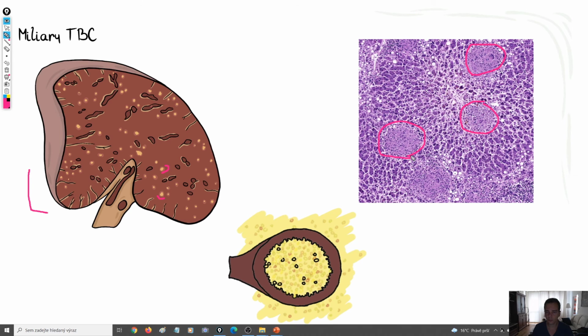The problem is that such small granulomas don't need to have necrosis, so it can be very tricky from the diagnostic point of view. What does it mean, miliary? Miliary, the word milium, it means this. It's a sort of oats, let's say. So it looks like those small oats. That's why we call it miliary TBC.